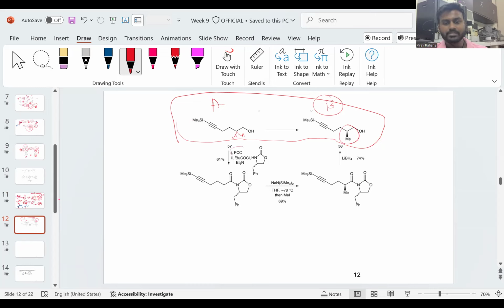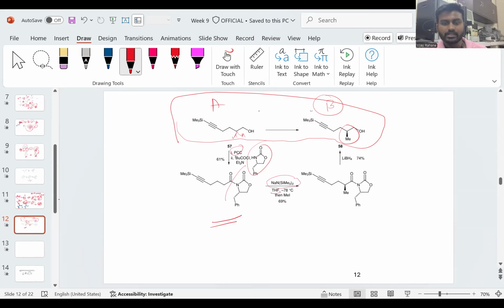So the first step is PCC. What does PCC do? It converts this alcohol to the corresponding aldehyde, and probably then to the acid, and we then add this chiral auxiliary, that is the acid-amide coupling. It forms this. We have added the chiral auxiliary in this first step, and then we have added the base in THF.